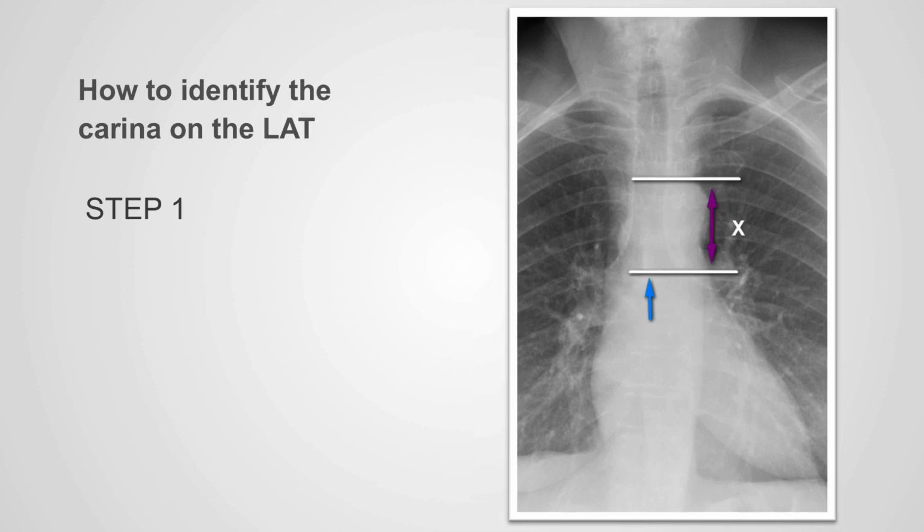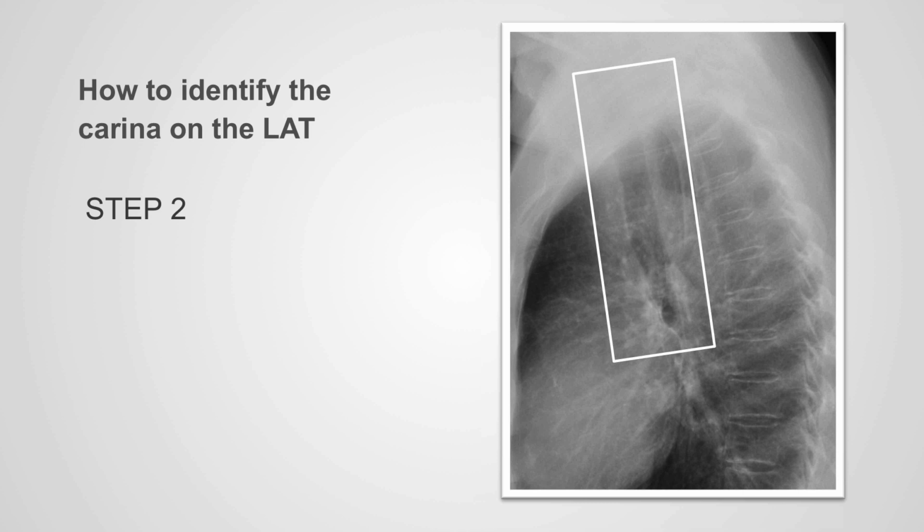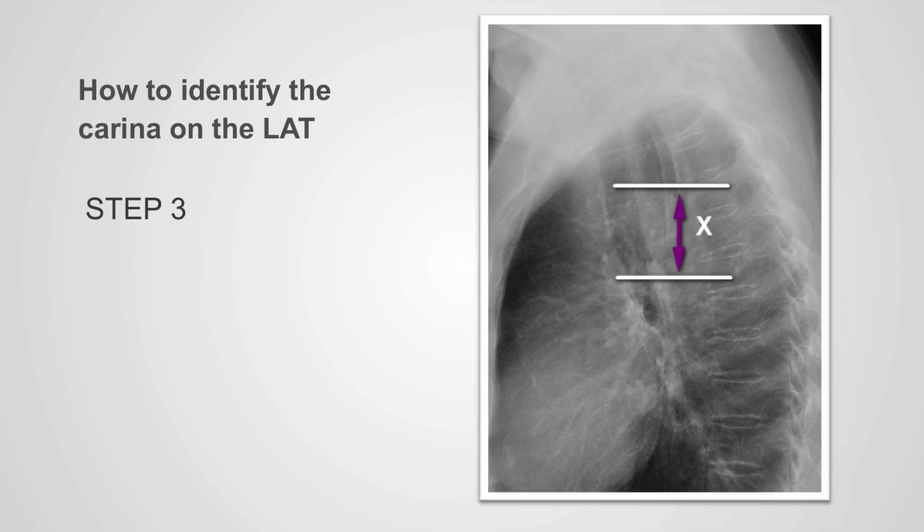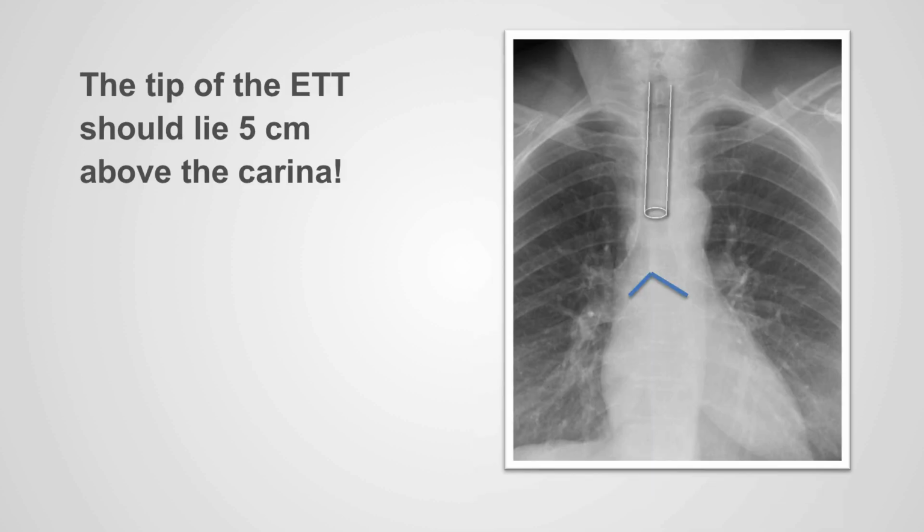How do we identify the carina on the lateral X-ray? To do this, we start with the PA X-ray, and we measure the distance from the superior edge of the aortic arch to the carina. We call this distance X. Next, we go to the lateral X-ray, and we identify the trachea. On the lateral X-ray, we now identify the superior edge of the aortic arch and measure from this point inferiorly using the measurement X obtained from the PA X-ray. This now takes us to the level of the carina. The tip of the endotracheal tube should lie approximately 5 centimeters above the carina.